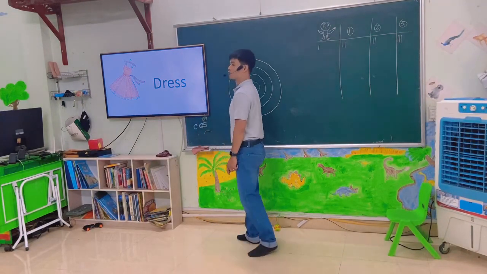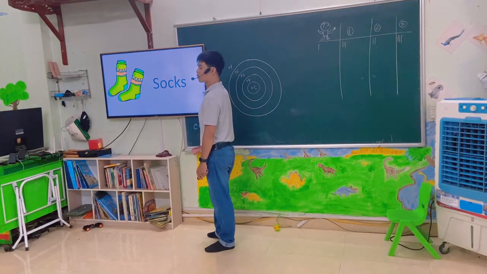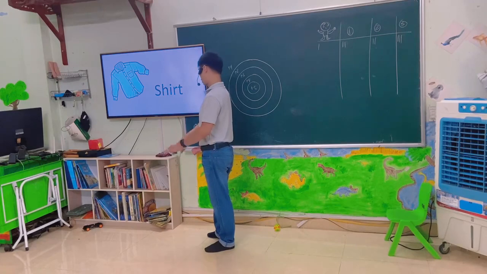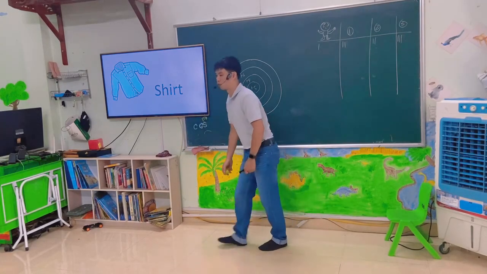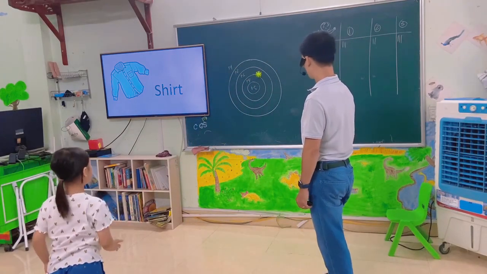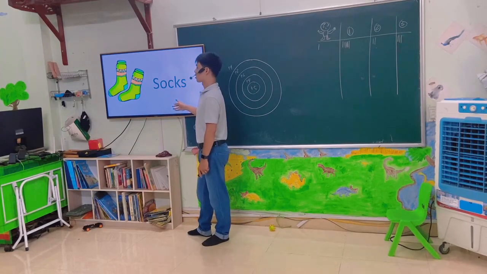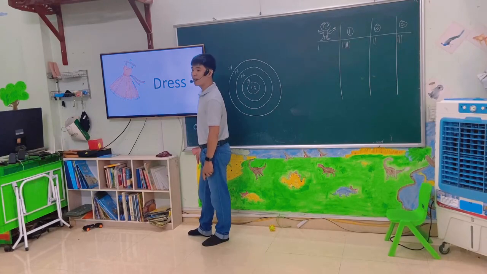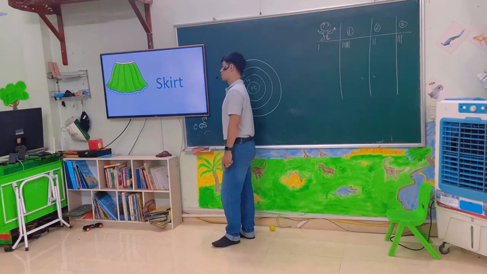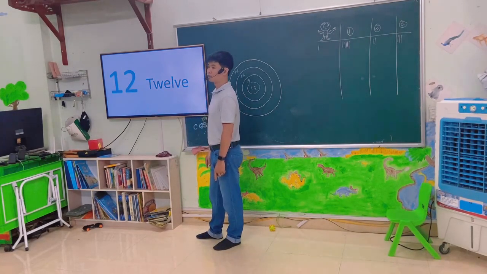Dress. Shorts. Socks. Shirt. And you sit down. Or you. Okay. Better then. Shirt. Socks. Shorts. Dress. Skirt. Eleven. Twelve. And you sit down.